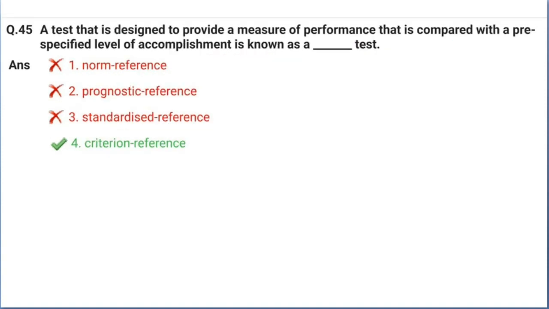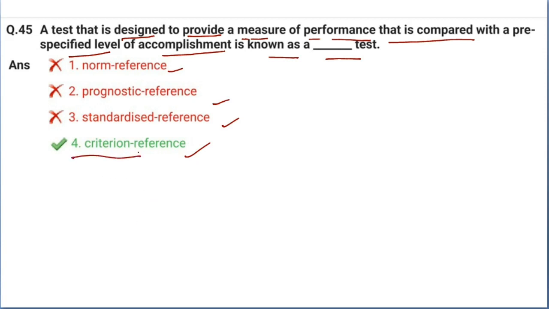Next, a test that is designed to provide a measure of performance that is compared with a pre-specified level of accomplishment is known as which test? The options are norm reference, prognostic reference, standardized reference, criterion reference. As it is compared with a pre-specified level, there is some criteria. So according to the answer, it should be criterion reference test.